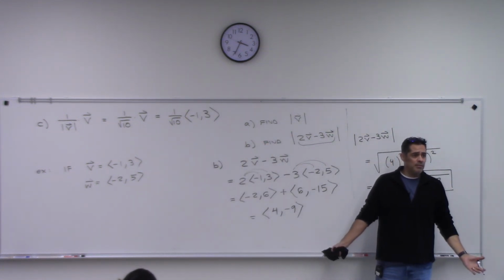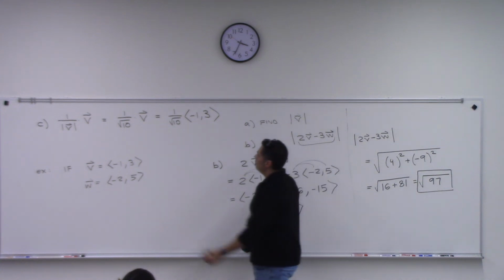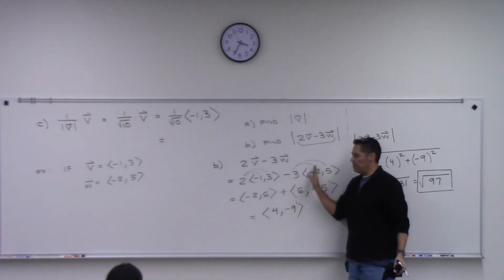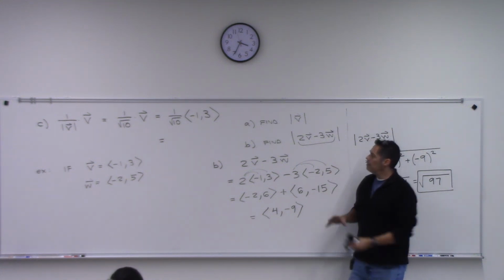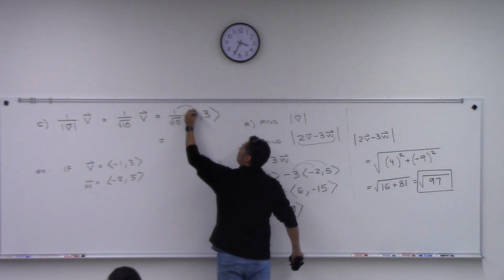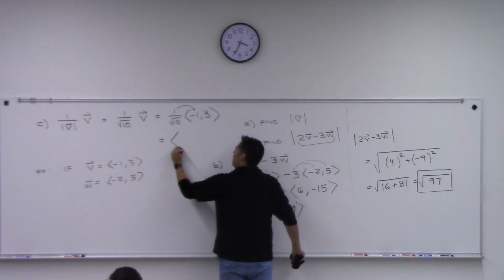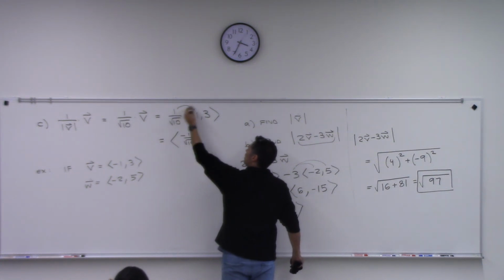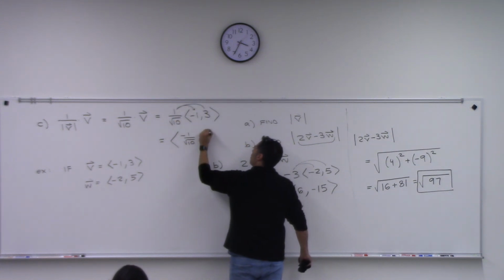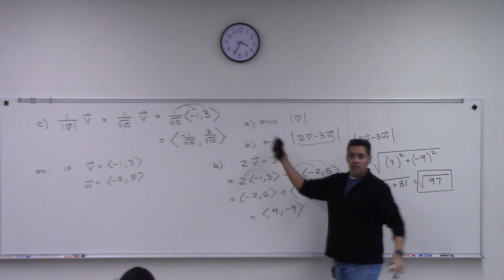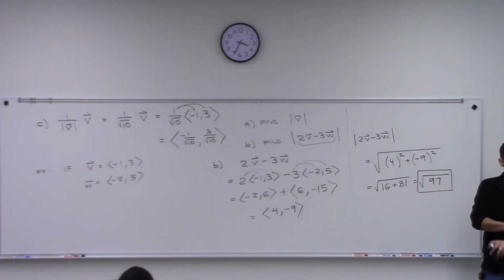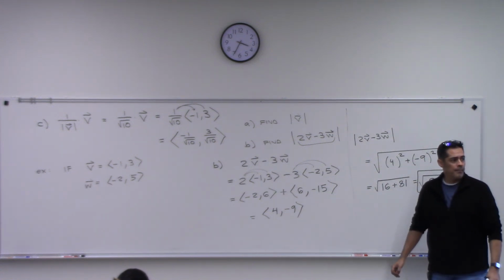That's what that means. But multiplying by a number, I do what I did here: just distribute the number through. So when I distribute this to here, I get a vector, negative 1 over root 10. And then when I distribute here to here, I get 3 over root 10. And that's the result. Do you got it?